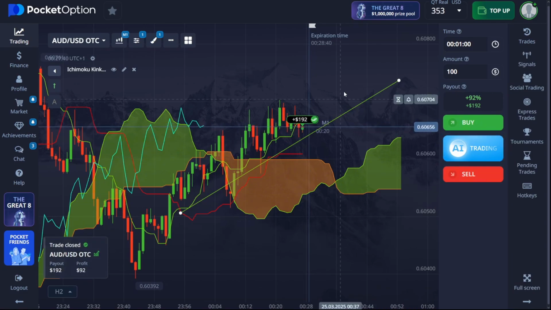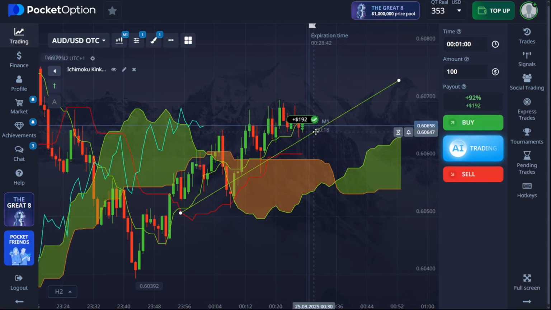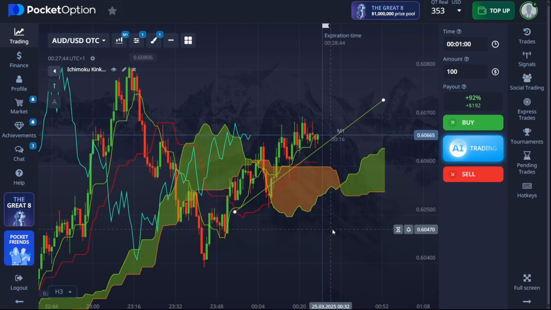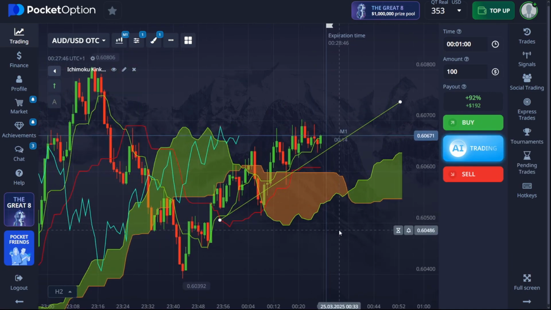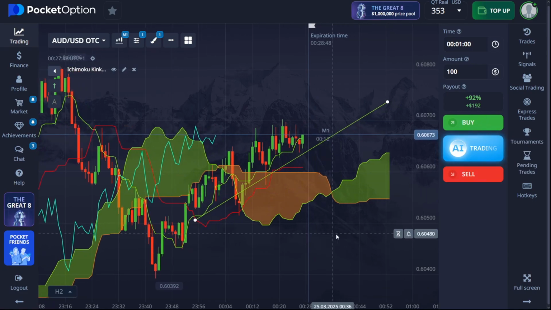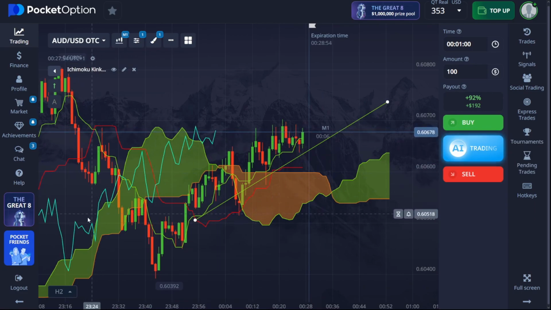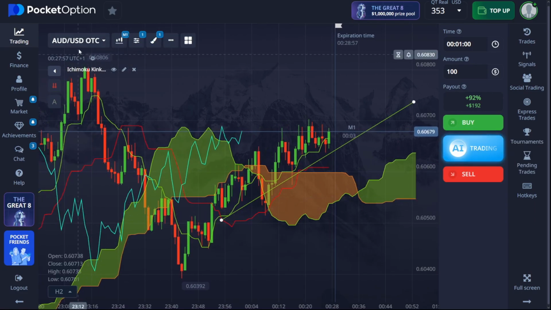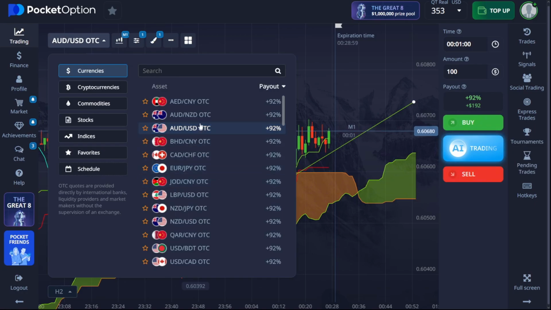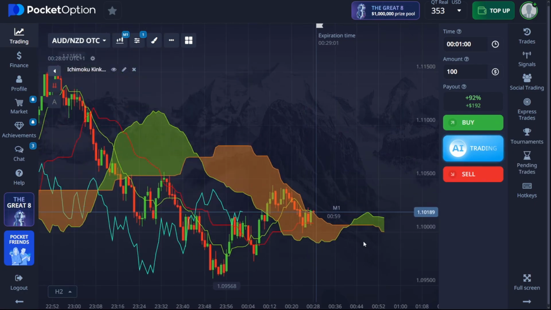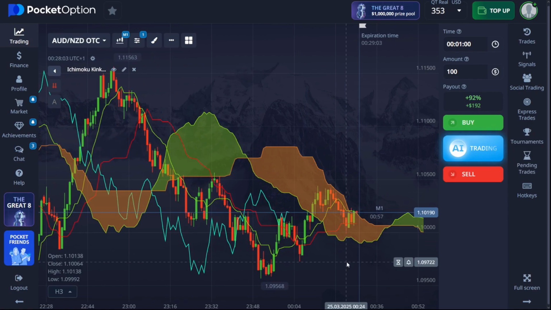The second trade also closes in profit, $92 gain, 2 out of 2, strong performance. Let's break down the last line, Chikou Span, turquoise. It mirrors the price movement but with a delay. Important: this line should not be inside the cloud. If it is, better to skip.